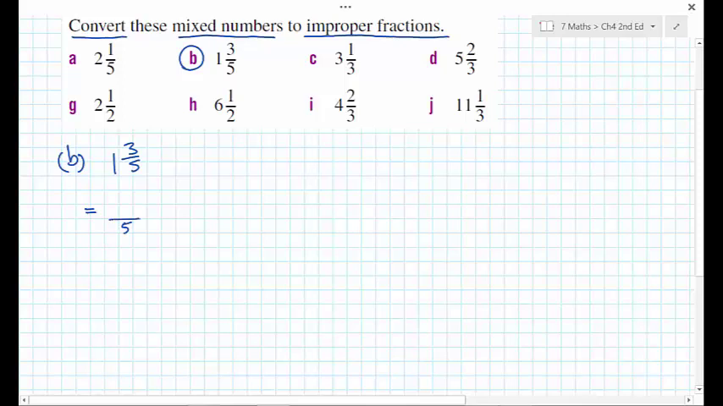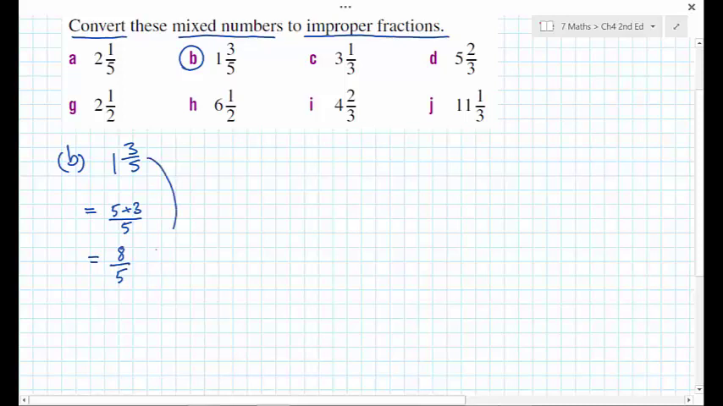So I know that fifths are going to be on the bottom, so I just write that down on the bottom, and what I do is I think of this top as 1 times 5, which would be 5, plus 3, which would give me 8/5. And think of it this way: if I divide 5 into here, I get 1 with 3 left over up the top. That's one way of thinking about it when I go back.